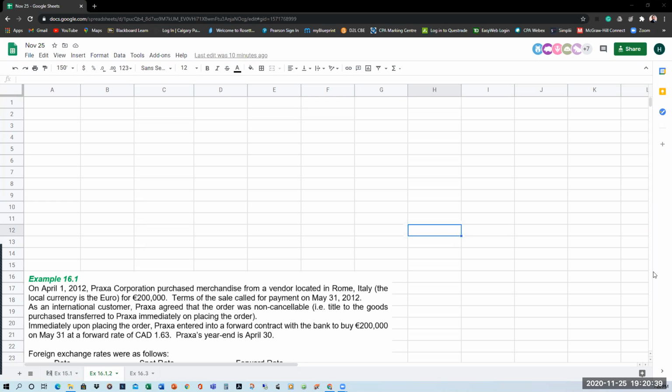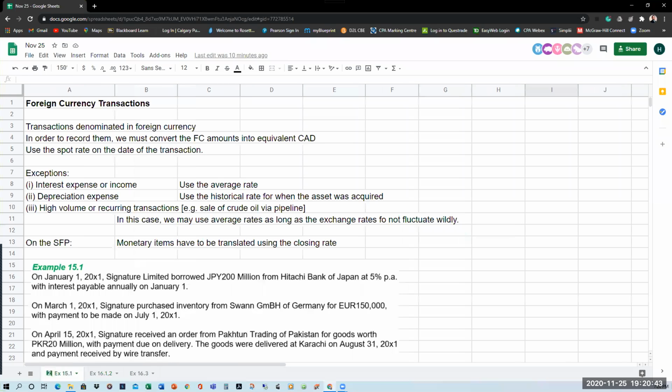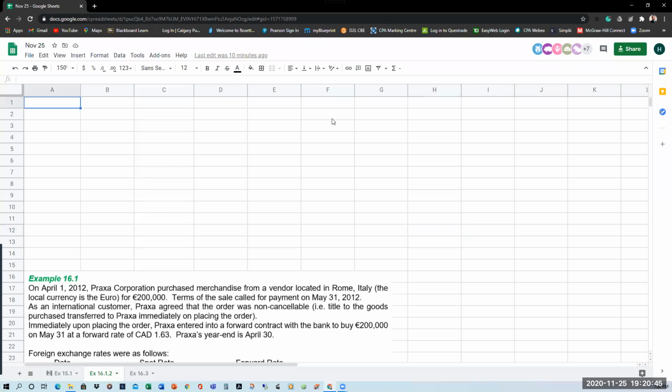So now that we are back after the break, it's time for us to begin with topic 16. And topic 16 is basically about using forward contracts as a way of hedging against the risk of foreign currency exchange rate fluctuation. So the topic is on hedging.